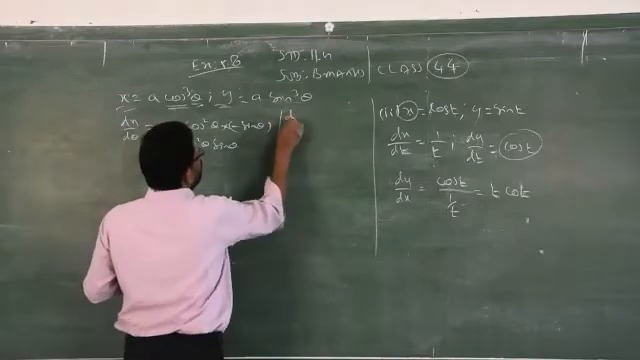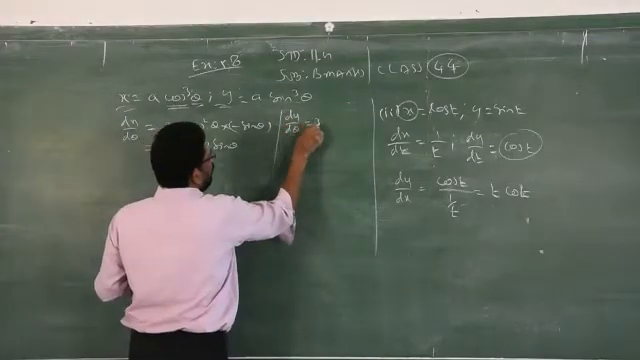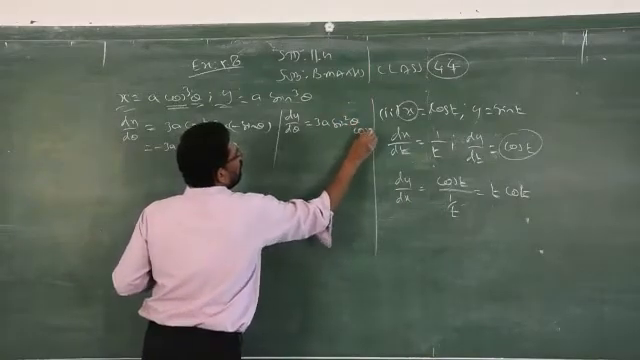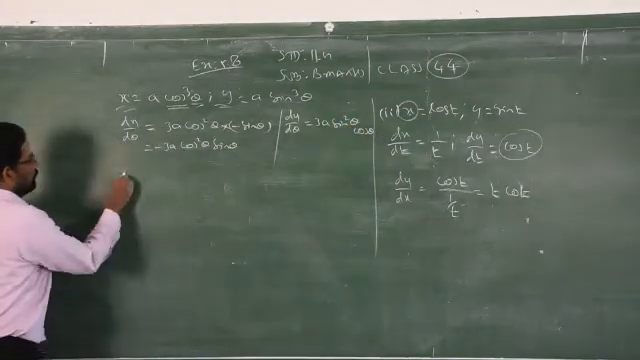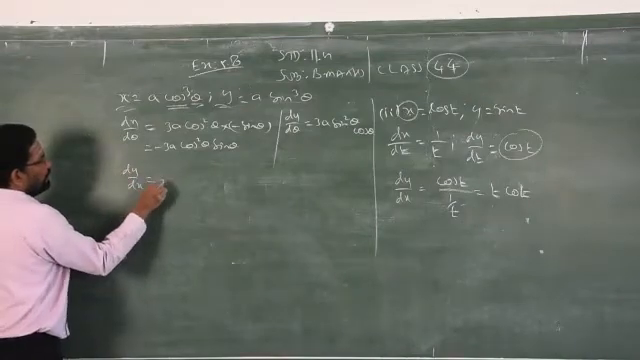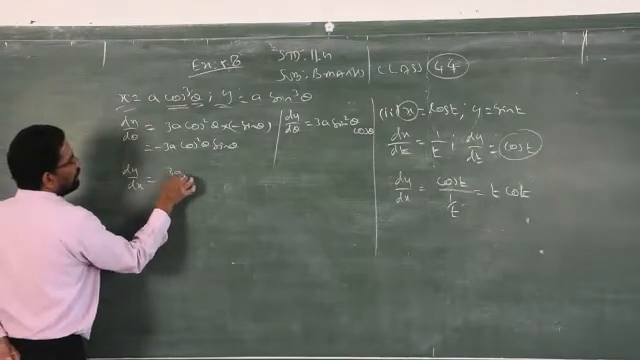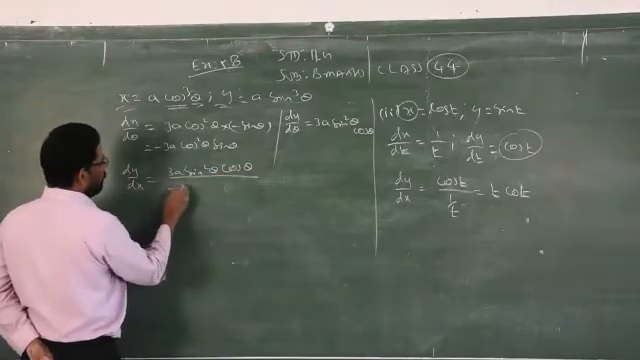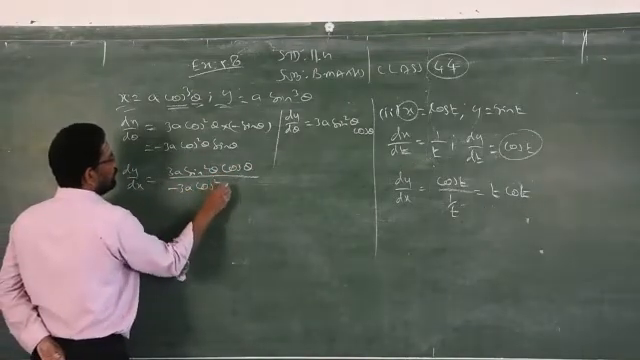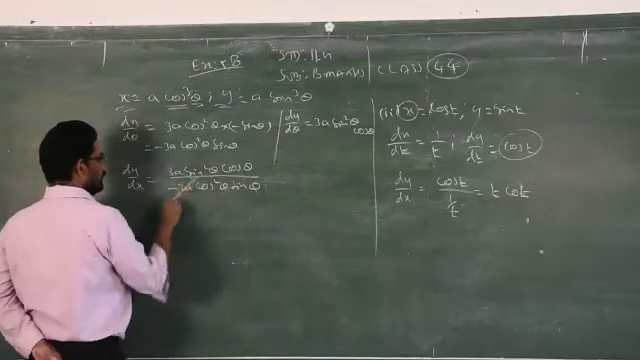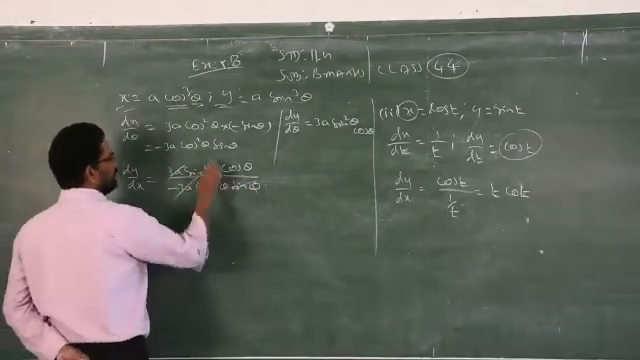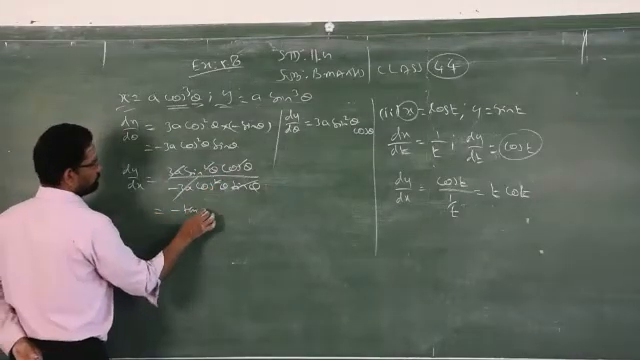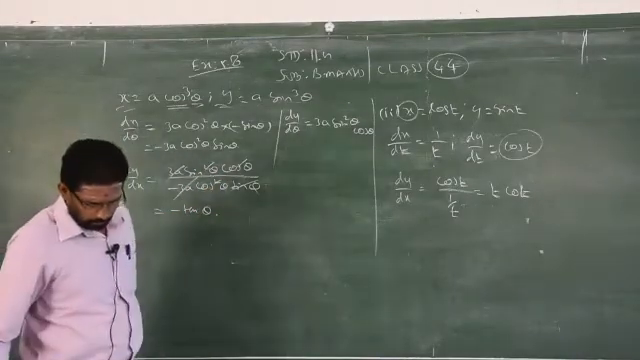Similarly, you have to differentiate y with respect to theta. As usual, 3a sin square theta, sin theta will become, differentiation of sin theta is cos theta. So straight away find out the answer, dy by dx is equal to 3a sin square theta cos theta by minus 3a cos square theta sin theta. 3a gets cancelled, one sin theta is eliminated, so you will get sin by cos, that is minus tan theta. That is the required answer.